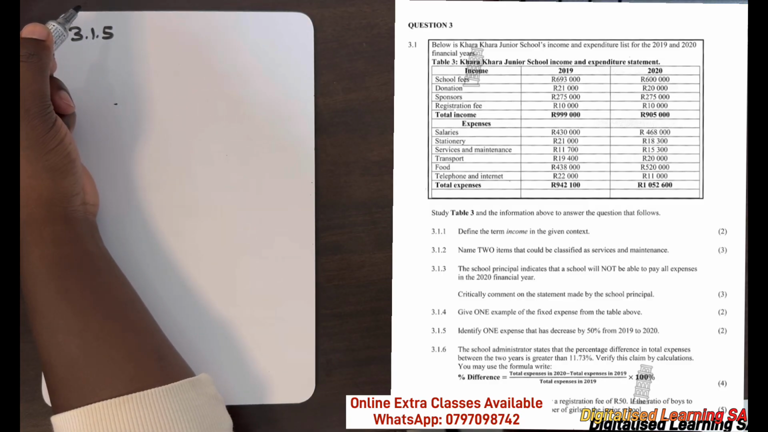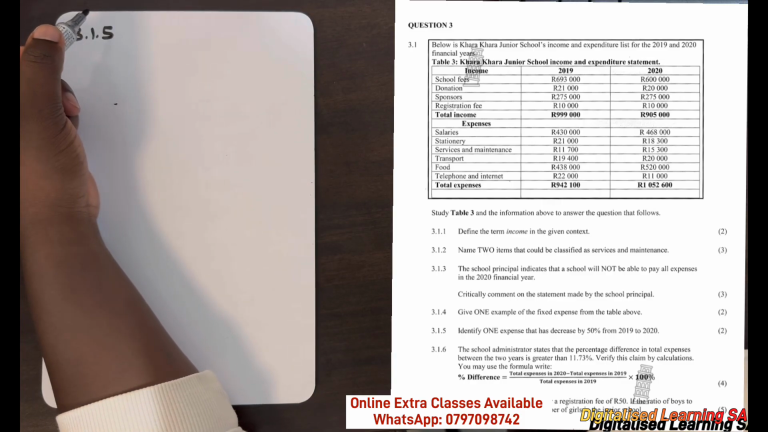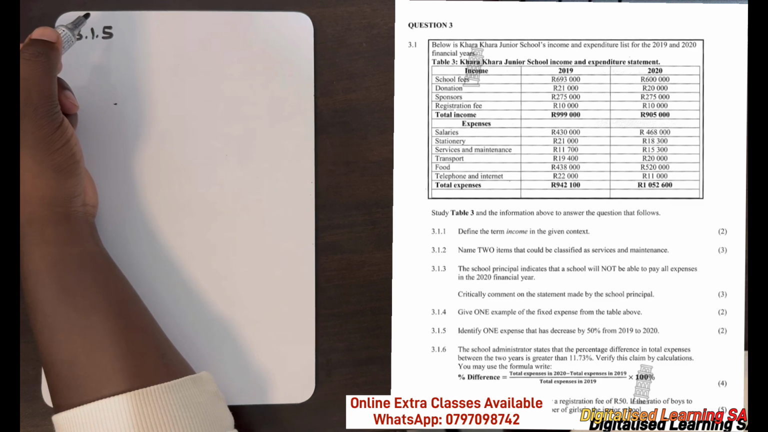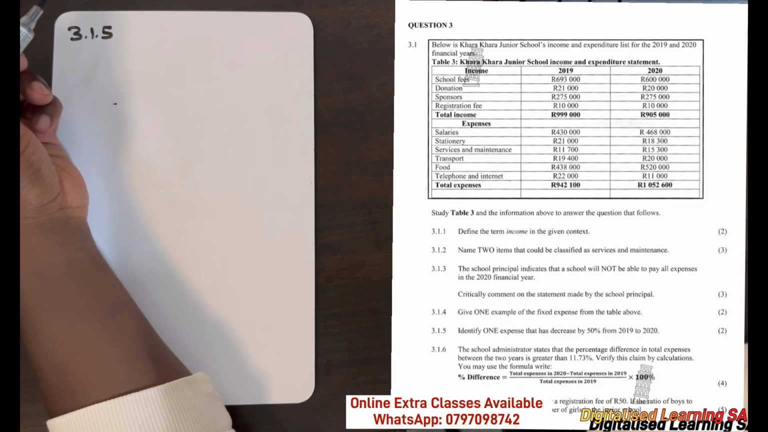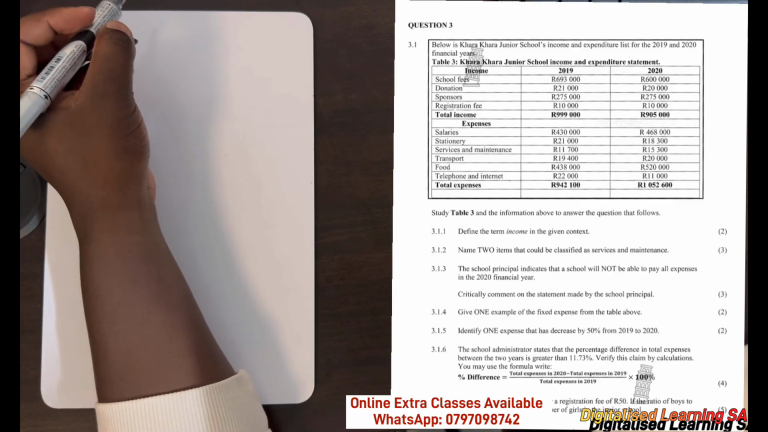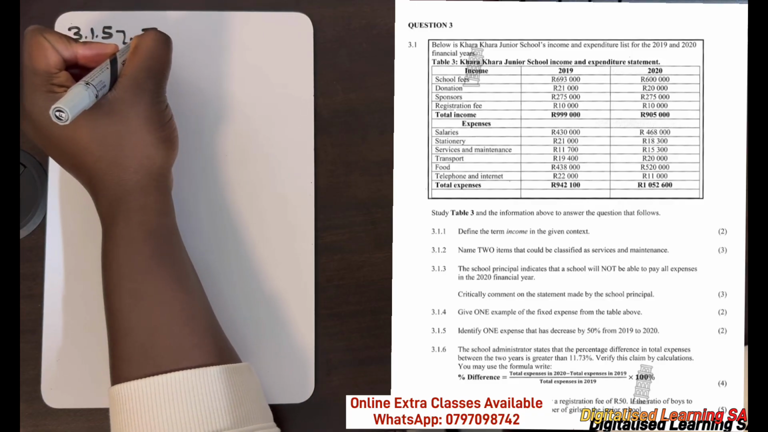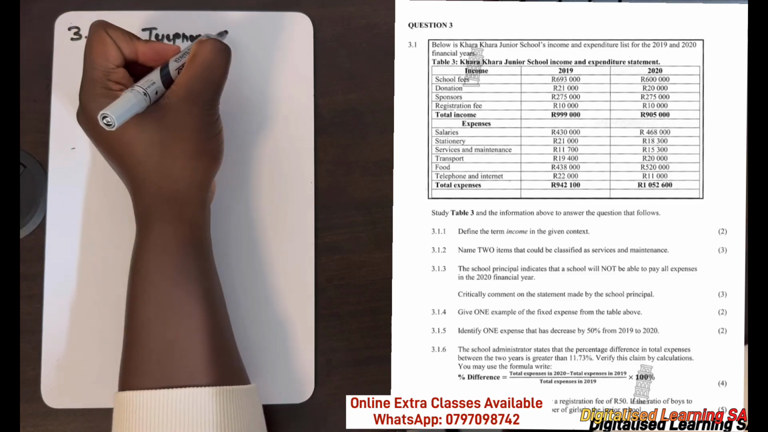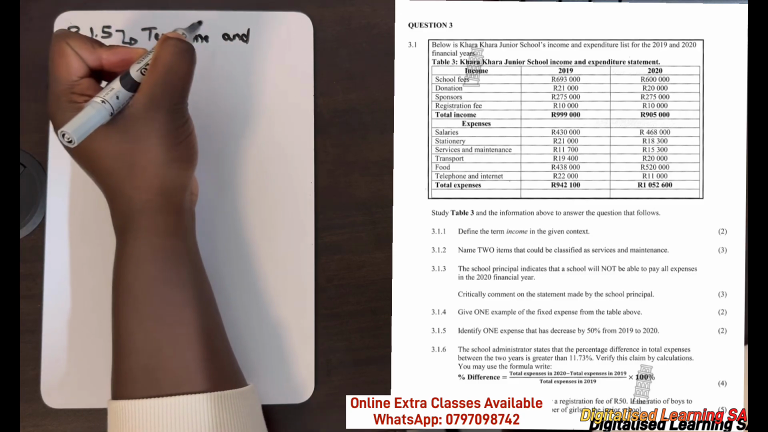So now let's look at our table. If we look at our table, we can see that telephone and internet was 22,000 in 2019, and now in 2020 it was then 11,000. So we can see that this expense has decreased by 50%. Okay, so our answer will be telephone and internet.